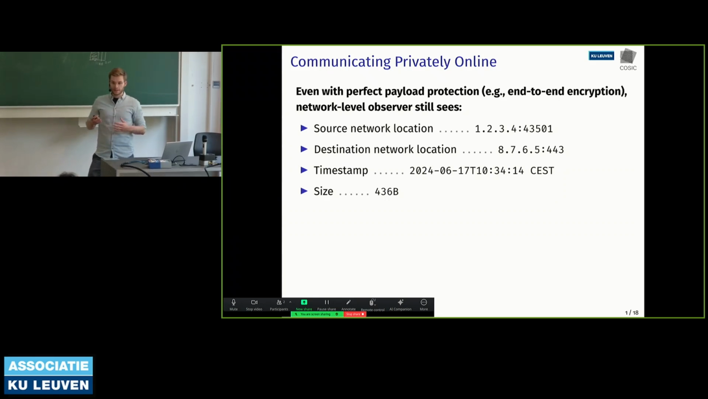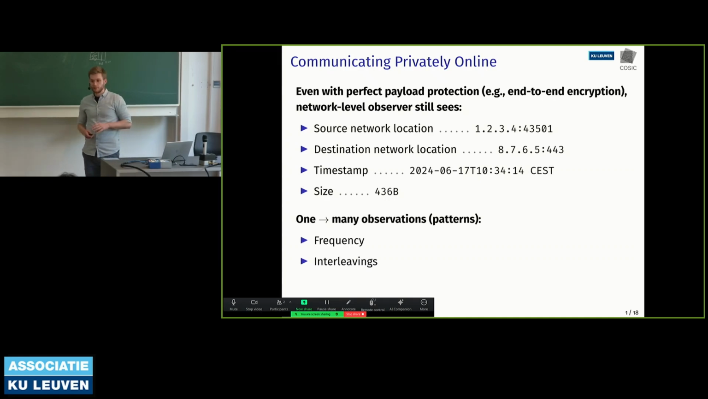You have, of course, data such as the timestamp, which is a very important one, and of course also the size of the packet. This is just metadata that is generated when you send packets, and you cannot do much about it. In fact, it is necessary to route your packet, right? And this is just for one packet, but of course you can do this over time. So you go from observing the metadata of one packet to observing the metadata of many packets, so many observations, and then patterns start to emerge, right? You can think about the frequency and the interleavings of this exchange of packets online.